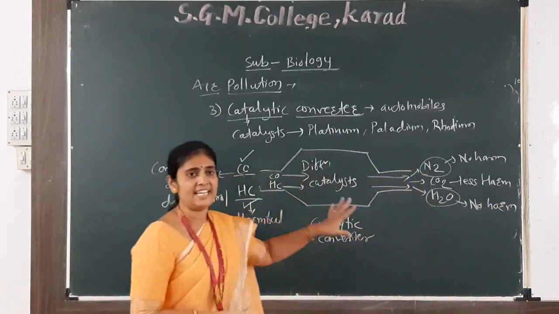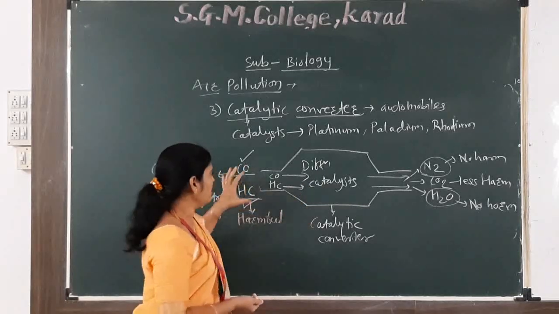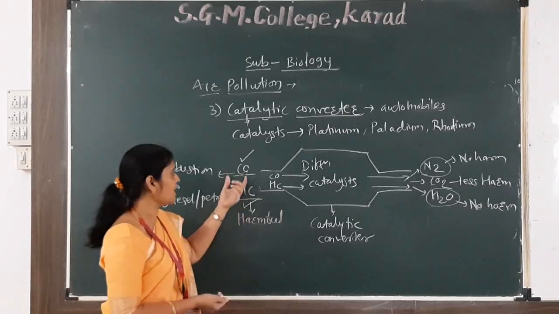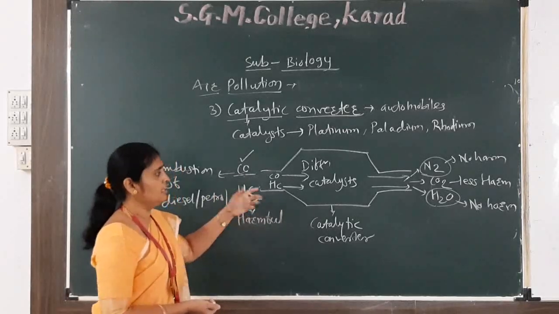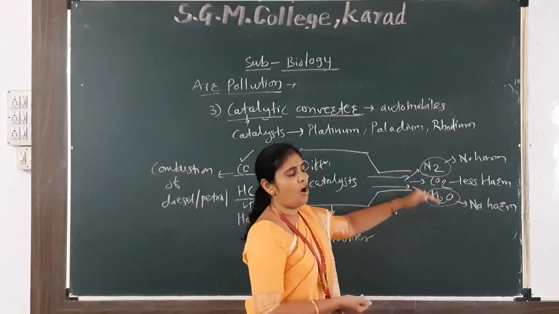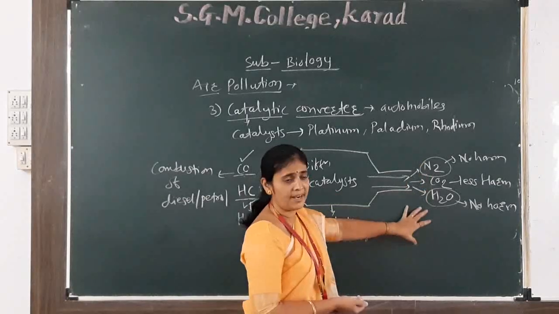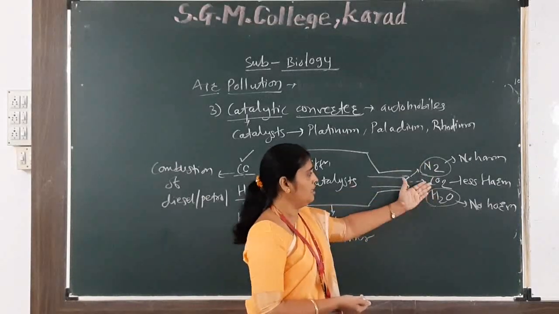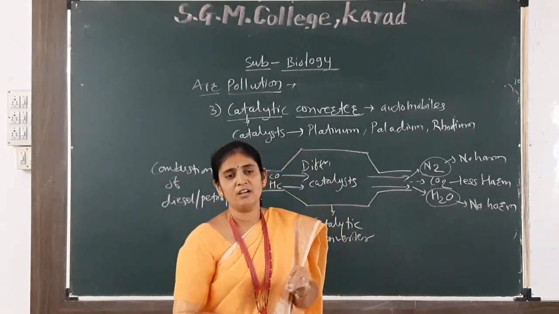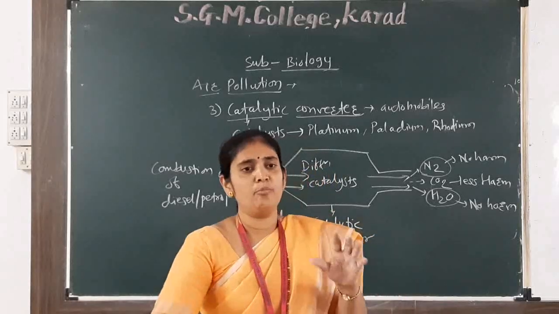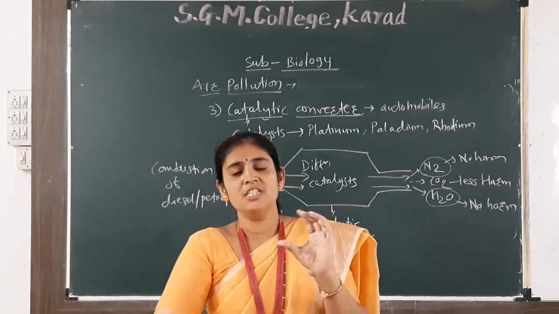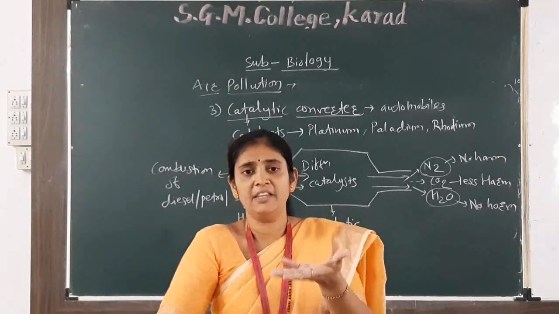So by using this catalytic converter, we are converting these harmful gases, that is carbon monoxide and hydrocarbons, into less harmful or harmless gases like nitrogen, carbon dioxide, and water. So by using this catalytic converter, we are minimizing air pollution, and in different automobiles you can see this catalytic converter present near the engine at the base.